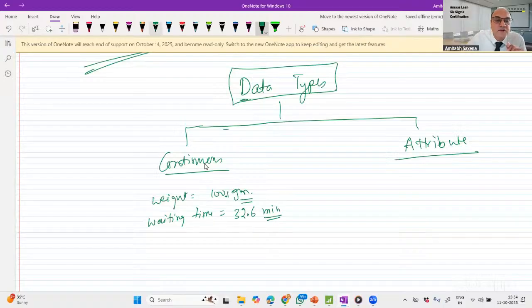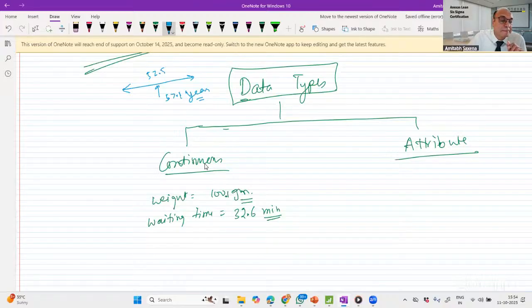So continuous data is something which can be represented on a continuous number line, like 52.5, or 57.1 years. That is my age. So here 57.1 has got that possibility of a decimal, and it also has a unit, years. That's continuous data.